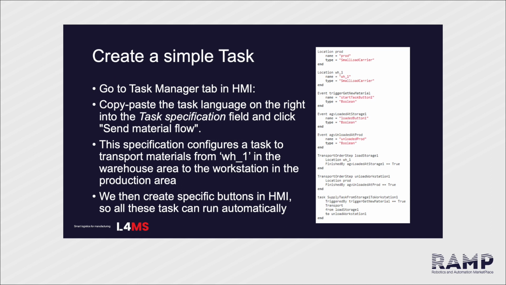We can see here a small example of how to create a simple task. First, go to Task Manager tab in HMI. Then, copy and paste the task language on the right into the task specification field and click Send Material Flow. The text can be found in the documentation. This specification configures a task to transport materials from WH_1 in the warehouse area to the workstation in the production area. We then create specific buttons in HMI so all these tasks can be run automatically.